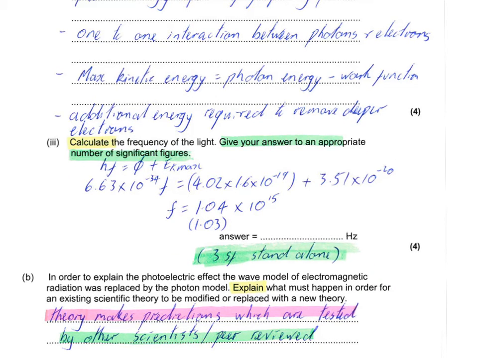Give your answers to an appropriate number of significant figures. The data from the data sheet, the work function in electron volts, that actually on the data sheet is to 3 significant figures. I should have written it as 3 significant figures there. And that maximum kinetic energy, we've got 3 significant figures everywhere. We're safe to give our answers to 3 significant figures.